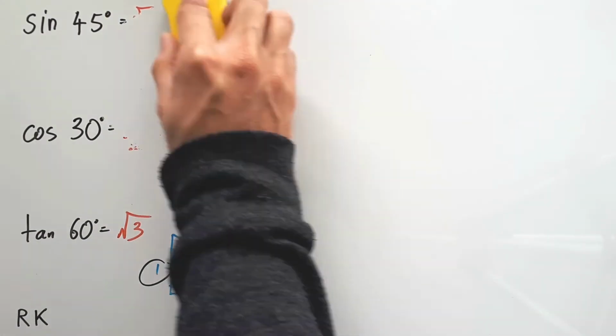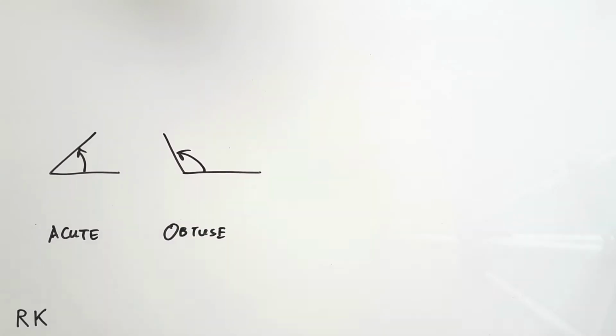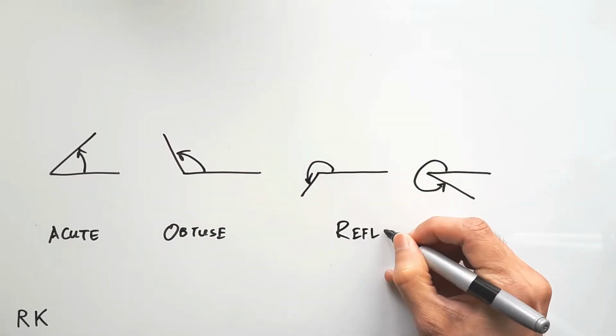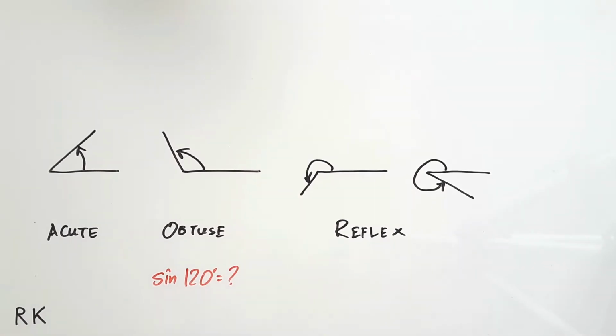So this is great and all, but it only works for acute angles. What about obtuse angles? What about reflex angles? Do you know how to work out the sine of 120 degrees? What about cos 225 degrees or tangent 330 degrees? They are much bigger angles, so we're going to need more than just special triangles.